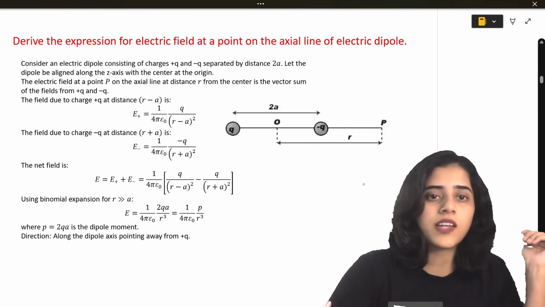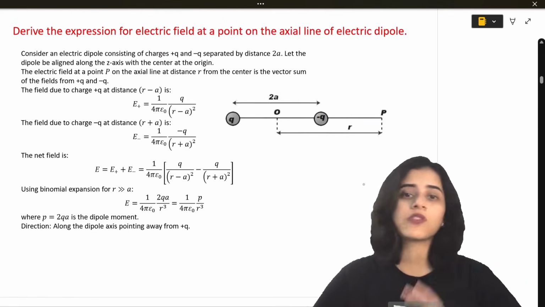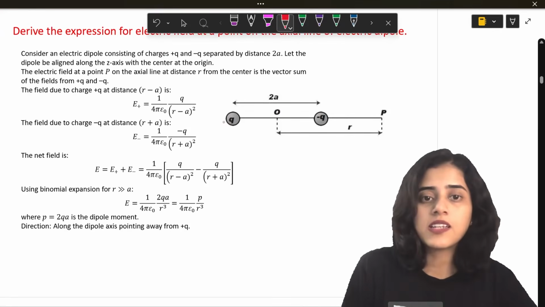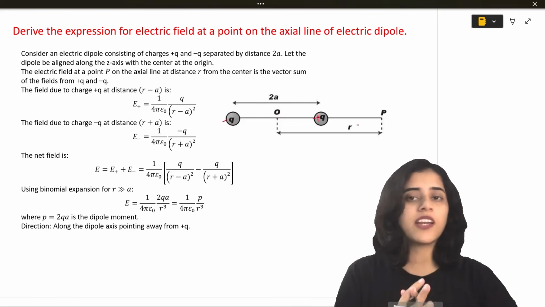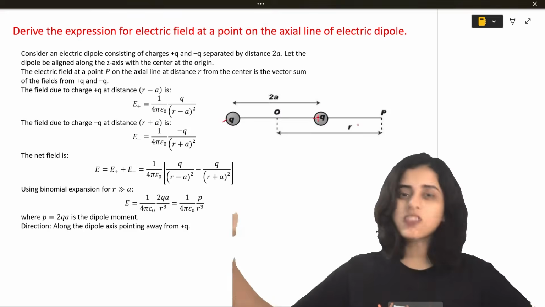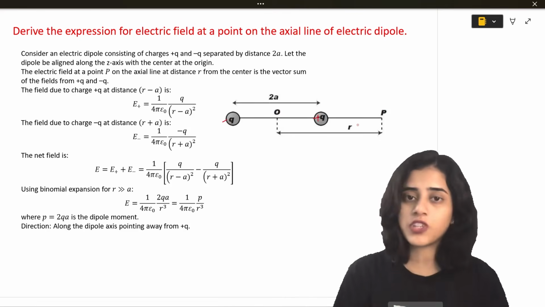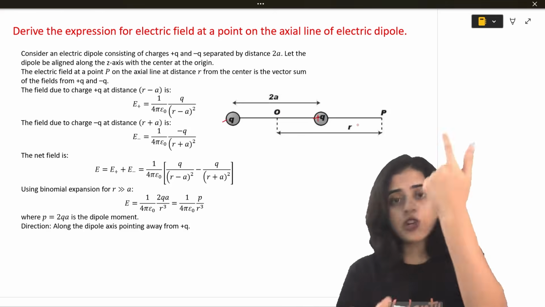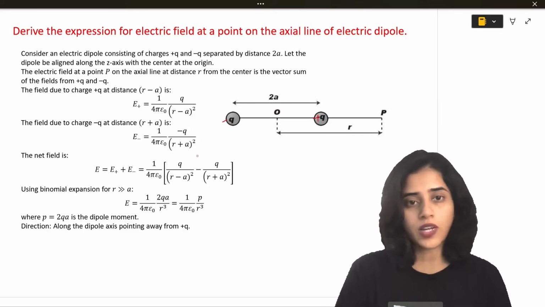Next question. Derive an expression for electric field at a point on the axial line of the dipole. So if you have a dipole, which has a negative charge and a positive charge, to find the electric field at a point P, which is along the line. For this derivation, the equatorial is also important, anyone can come for your exam. Derive the expression for electric field at a point on the equatorial line of an electric dipole is also important, but this is axial. I've just put 1 here.